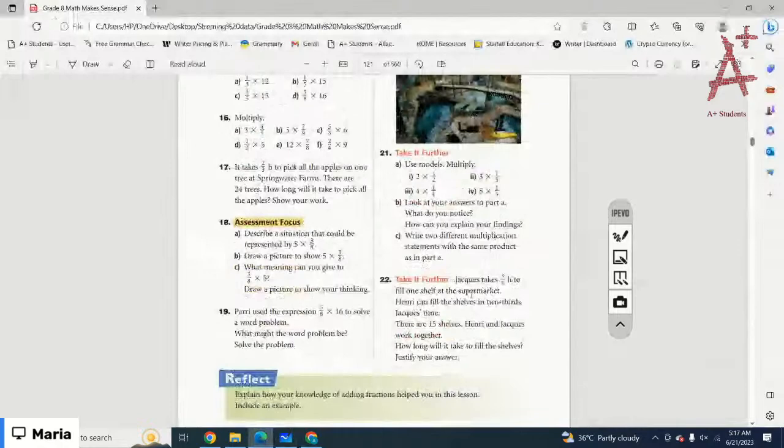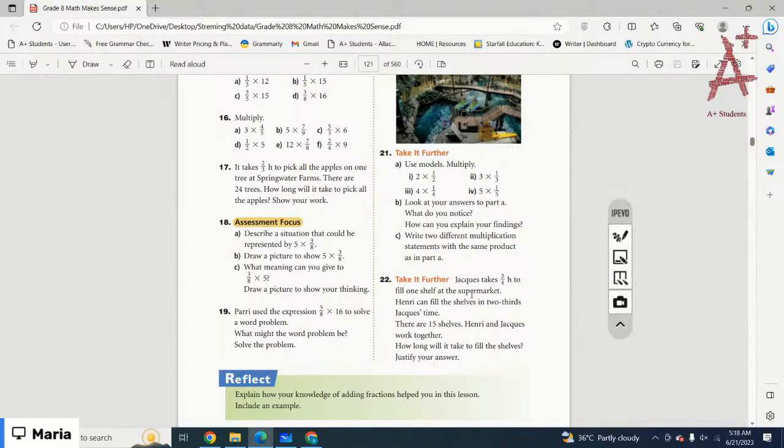Let's just look at question number 19, where he used the expression 5 by 8 times 16 to solve a word problem. What might the word problem be? Solve the problem. So it can be any. Got it?